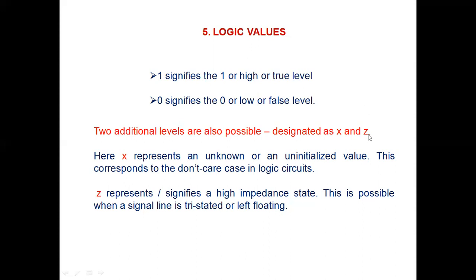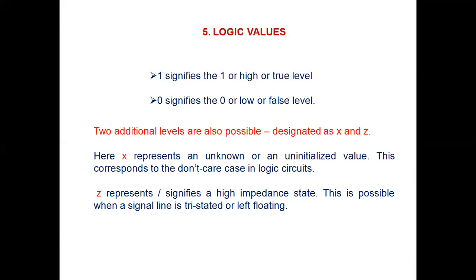Next one, Z. So what is Z? Z always represents a high impedance state. This is possible when a signal line is tri-stated or left floating. That means, whenever you connect two circuits with a net or a wire, due to some reasons, if the wire has been broken, then what happens? That wire will be in the floating state.